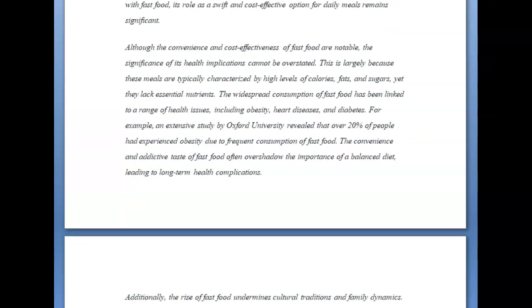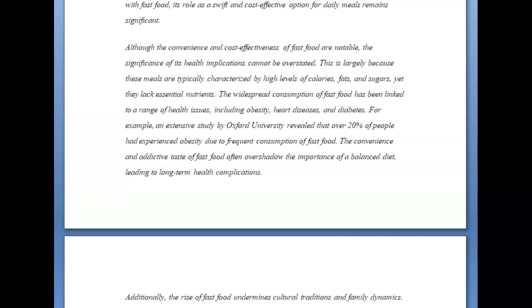Although the convenience and cost effectiveness of fast food are notable, the significance of its health implications cannot be overstated. It is largely because these meals are typically characterized by high levels of calories, fats, and sugars, yet they lack essential nutrients. The widespread consumption of fast food has been linked to a range of health issues, including obesity, heart diseases, and diabetes. For example, an extensive study by Oxford University revealed that over 20% of people had experienced obesity.